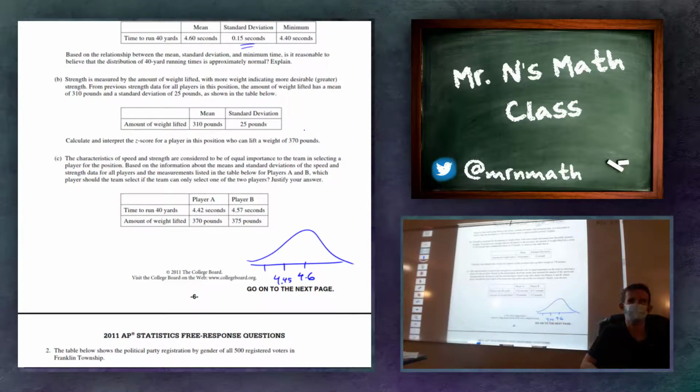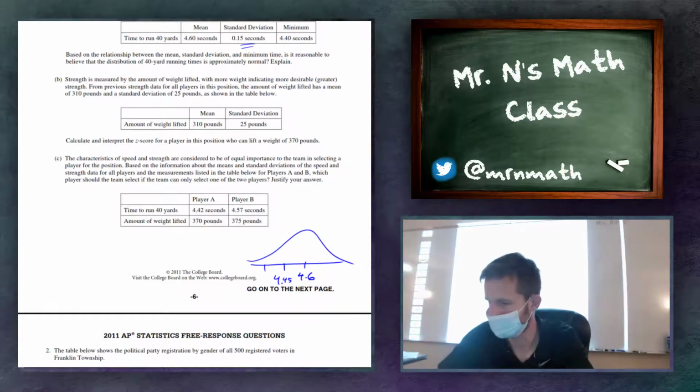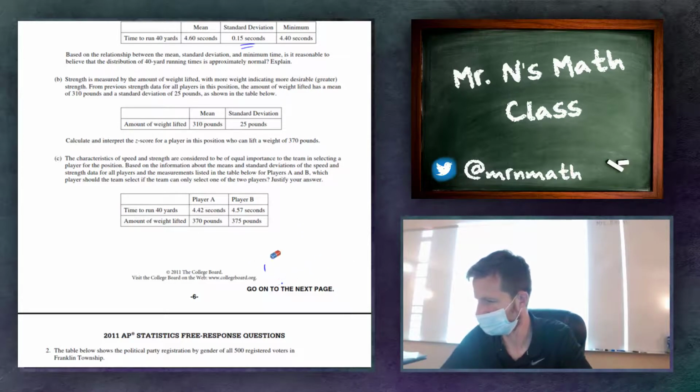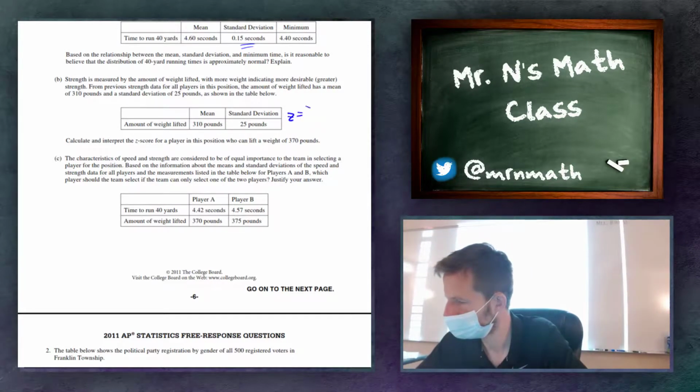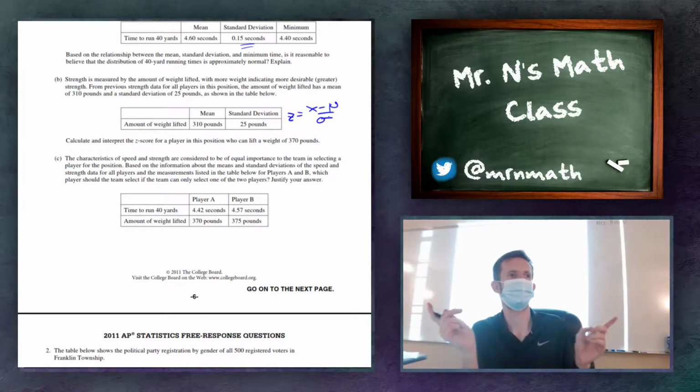Find the z-score, and let's talk about what that interpretation is going to be. So a player can lift 370 pounds. Find the z-score for that, and then check with your neighbor once you have it.